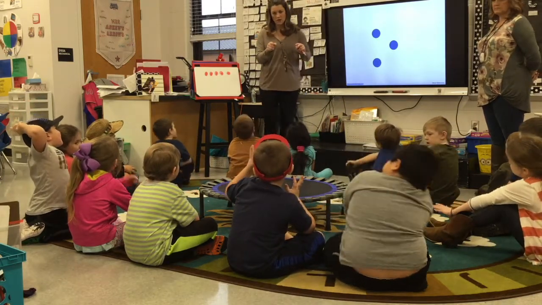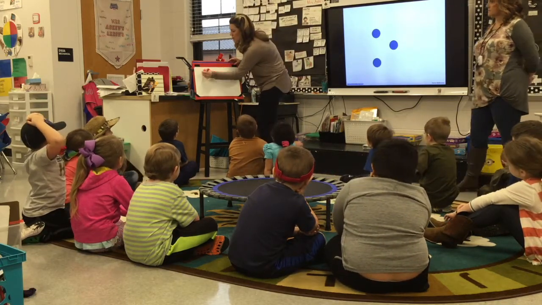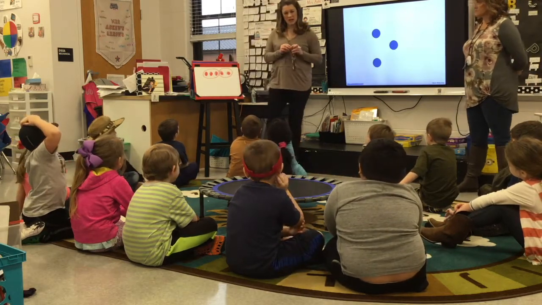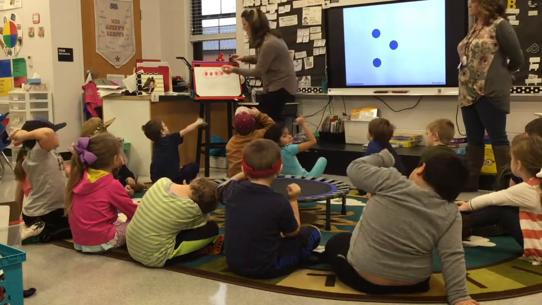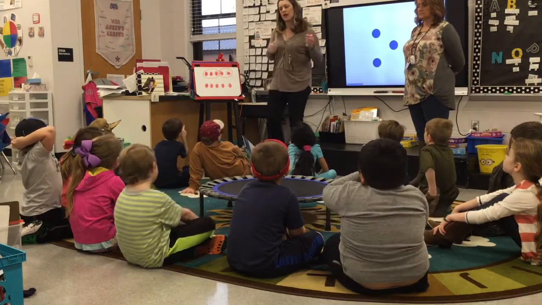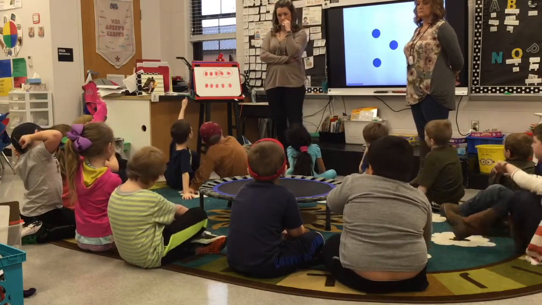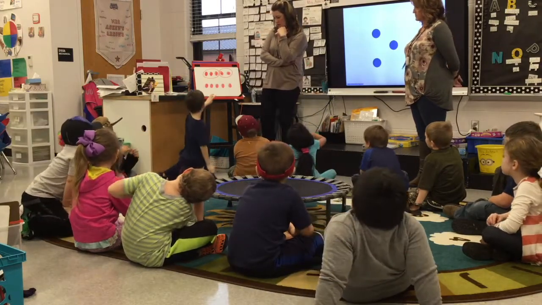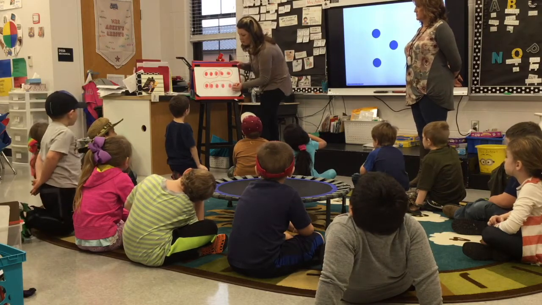Because there's 3 and 2 more. Oh, okay. So you saw 3 and 2 more. Did anybody else see it that way? Some other people saw it that way? Okay. I'm going to draw it again. How many circles are there? 5. Okay. Did anybody see it a different way than they saw this? Did you see it a different way? I saw 1 and 4. Oh, you saw 1 and 4.